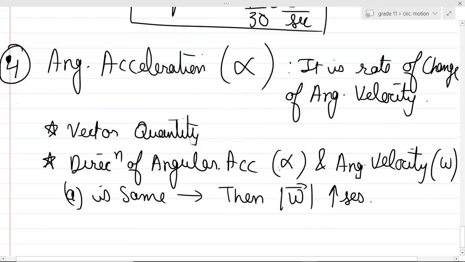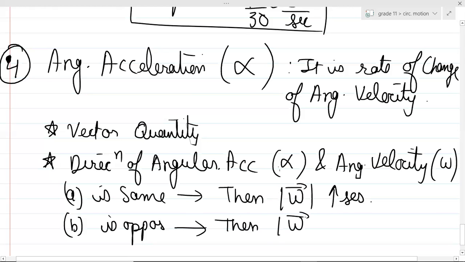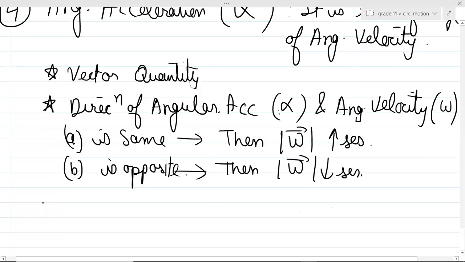If velocity and acceleration are in the same direction, then does the speed increase? Yes or no? Yes, sir. Similarly, if the direction of angular velocity and angular acceleration is the same, then angular speed will increase. Similarly, if in the opposite direction, then angular speed decreases. Is this clear, guys?